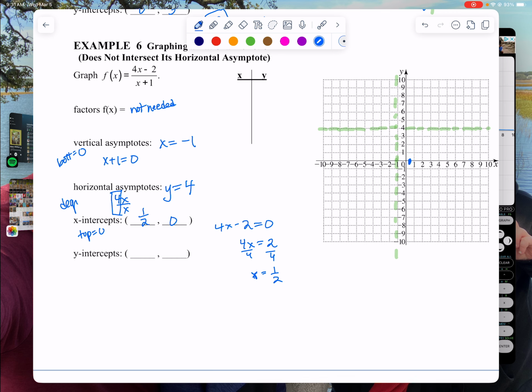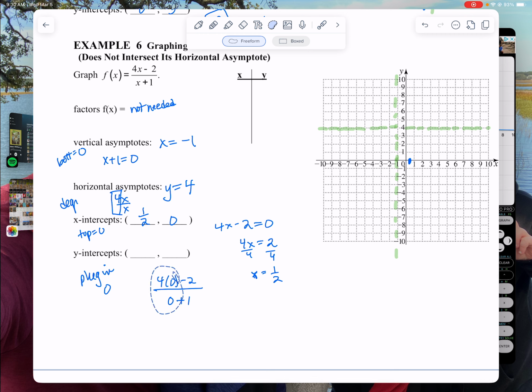They want the y-intercept. So my y-intercept, remember, I just plug in 0. So I'm going to have 4 times 0 minus 2. And again, in your notes, I'm plugging it in, but you really don't have to plug it in. You can just cover up the x value. See if I cover that up right there, all I've got left is negative 2 over 1. So that's going to be a negative 2.